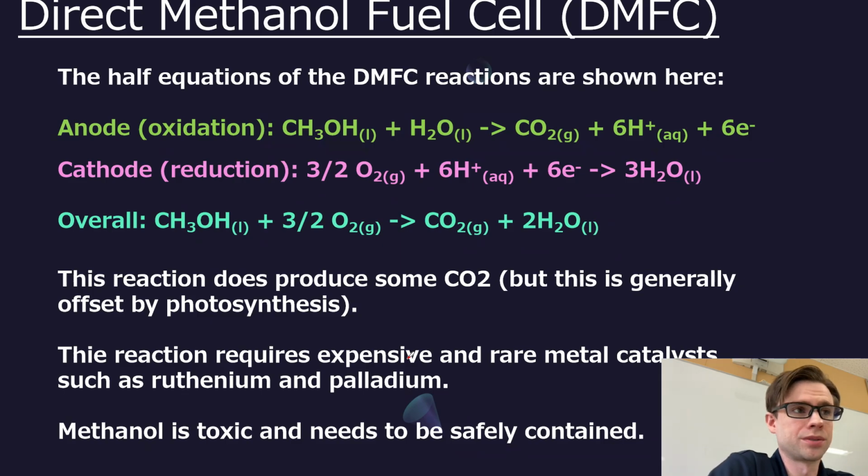Methanol plus water goes to CO2 and H+ and electrons. That's the oxidation at the anode. Then the reduction will be reducing oxygen, O2 gas. So we take our O2 gas plus H+ and a bunch of electrons, and we make water. If you add those together, we should get the net overall equation underneath, the combustion of methanol.